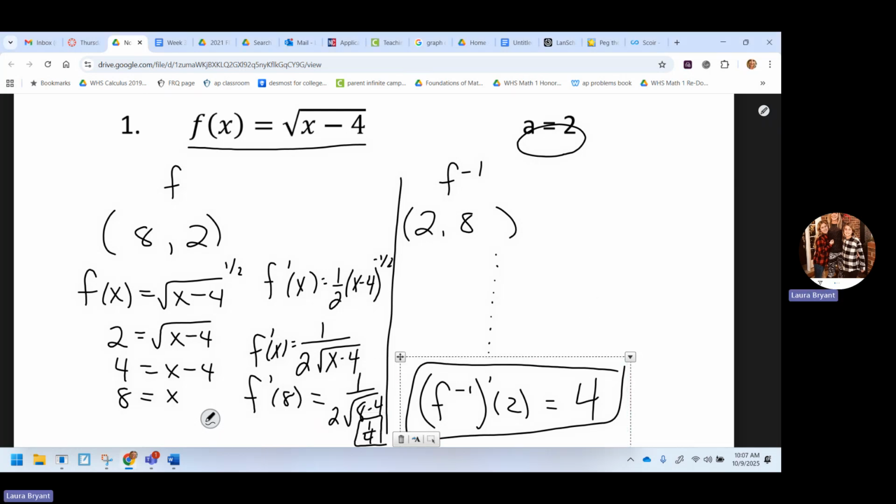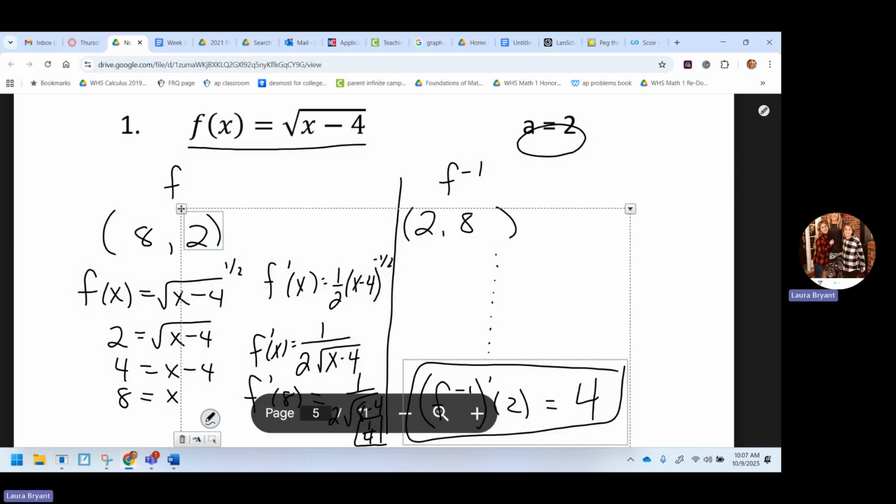I'll get your question in a second. Kind of summarizing the process: I was given 2 as an x value, which is a y value over here. So I plugged it in as y on the original, solved it out to get the coordinate. Then when I had the coordinate, I take the derivative of f, plug in the x value, and then I just flip it over, and that tells me the derivative of f inverse at the other x value at 2.